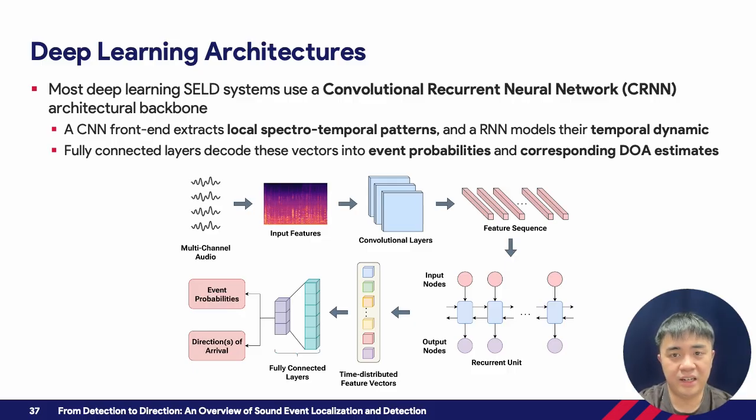A CNN front end acts as a feature extractor, scanning the input features to learn local spatial temporal patterns. This sequence of patterns is then fed into a recurrent neural network, like a gated recurrent unit or GRU, which models the temporal dynamics and context over time. Finally, one or more fully connected layers act as a decoder, taking this high-level representation and mapping it to our final outputs, the event probabilities and their corresponding DOA estimates.